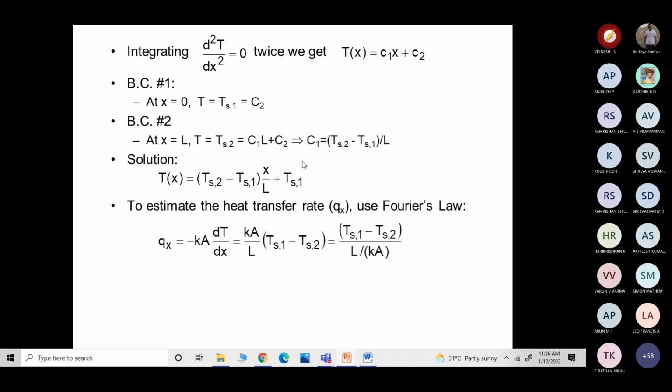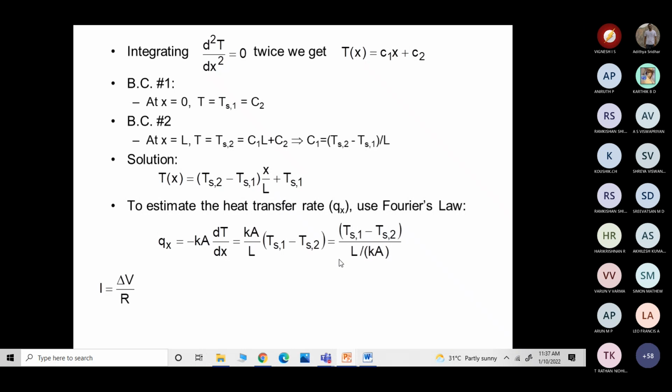Now we can rewrite this again. We know Fourier's law: minus k into A into dT by dx, which is equal to k into A into T1 minus T2 by L, which is equal to T1 minus T2 divided by L by kA, where L by kA is nothing but the thermal resistance. So the thermal resistance you have to find like this.